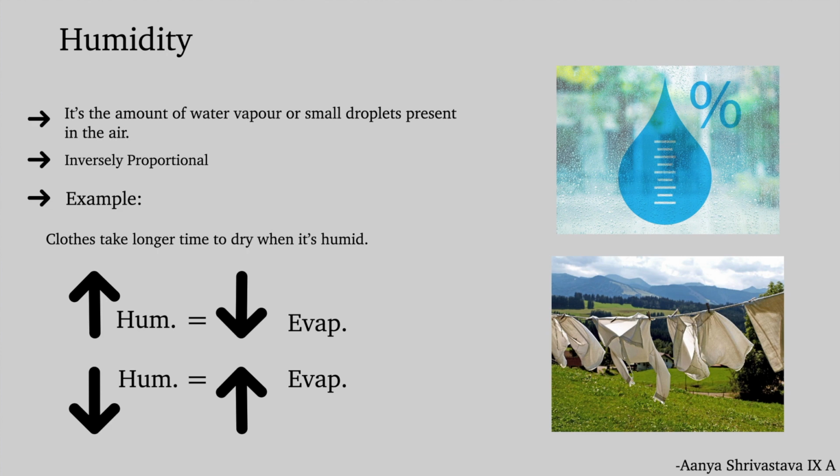For example, whenever we try drying our clothes in the rainy season, they never get dry, they're always damp and wet. But if we do so in the summer season, where there is very little moisture in the air, they're going to dry quickly, and that's the whole concept of humidity.